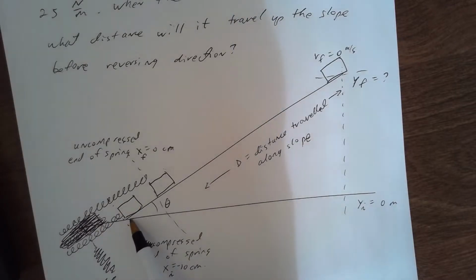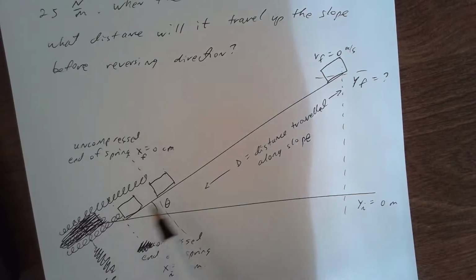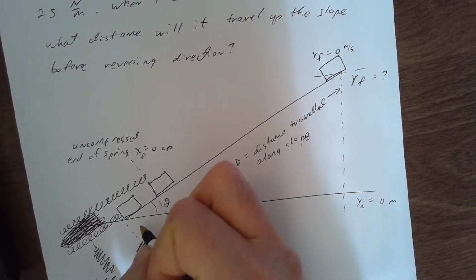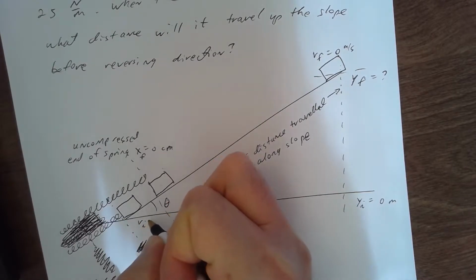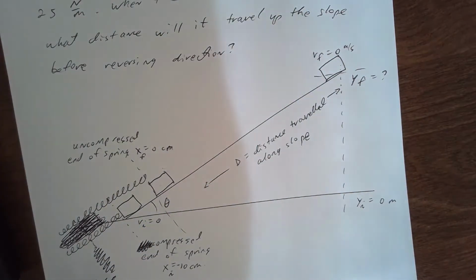I'm also showing next to that what the meaning of that 10 centimeter compression is. I've just drawn an uncompressed spring. X would be 0 at the position where that spring is uncompressed. So this block actually is going to leave that spring after it's moved up the slope a little bit, 10 centimeters. All right, but the block is released right down here. And I'm going to add one more thing to my picture. We're going to assume that the block is released from rest, so the initial speed of that block is 0.